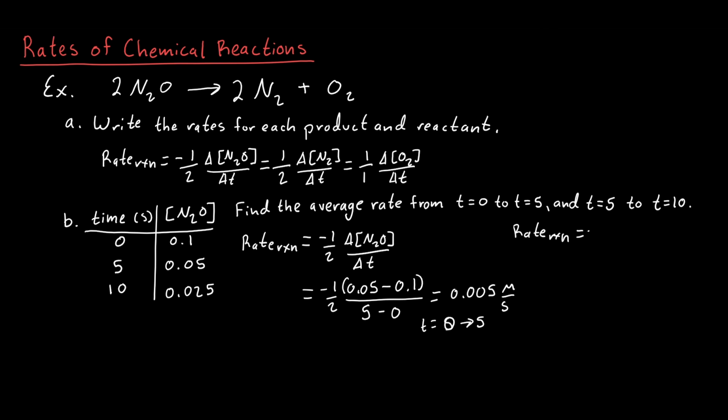So the rate of the reaction is negative. Oh, and this would be a negative here, since we have the negative from the beginning. So for t equals 5 to t equals 10, the rate of the reaction is equal to negative 1/2 times the final concentration minus the initial, so 0.025 minus 0.05, divided by our change in time, so from 10 to 5.